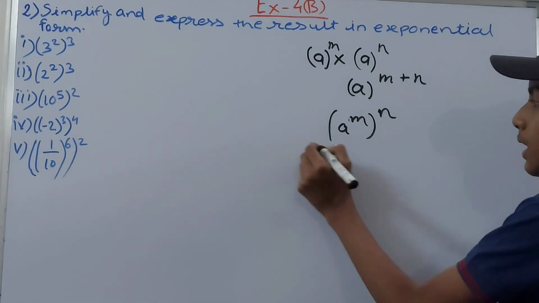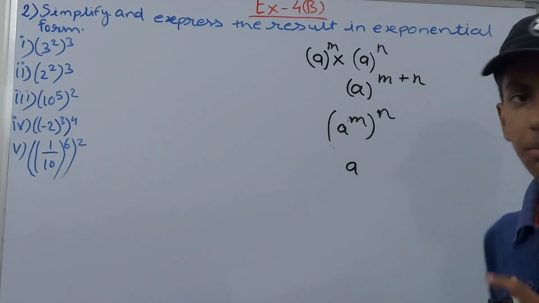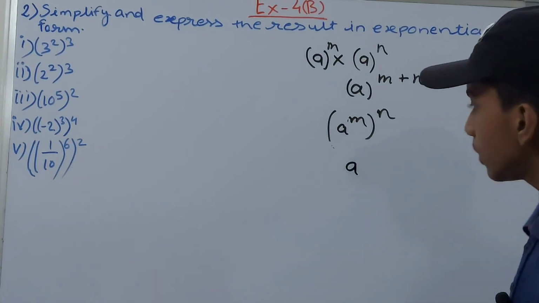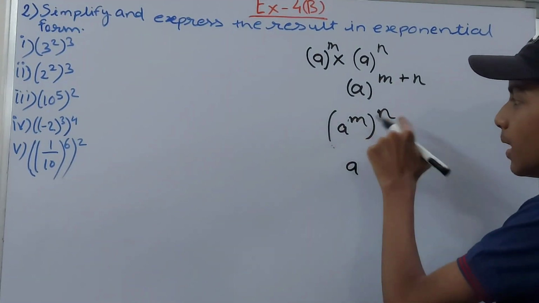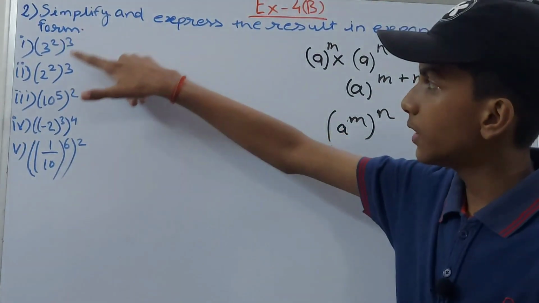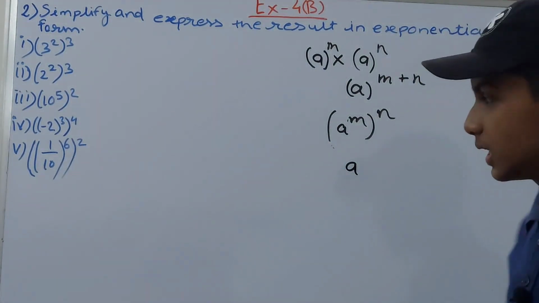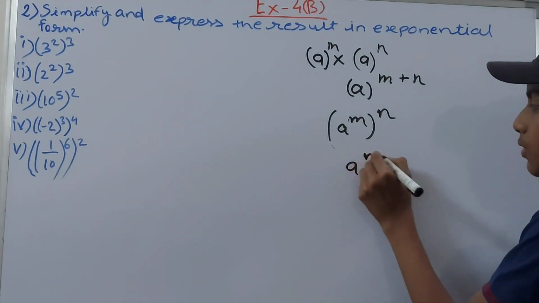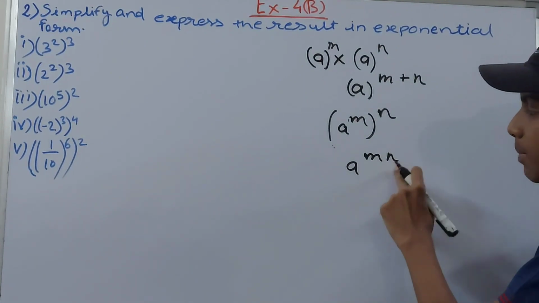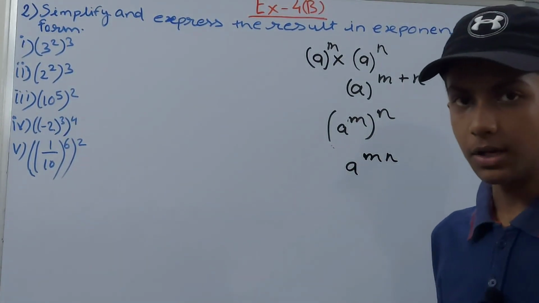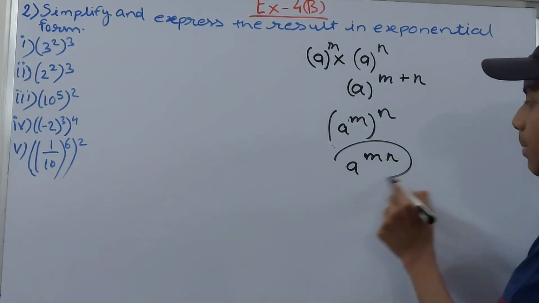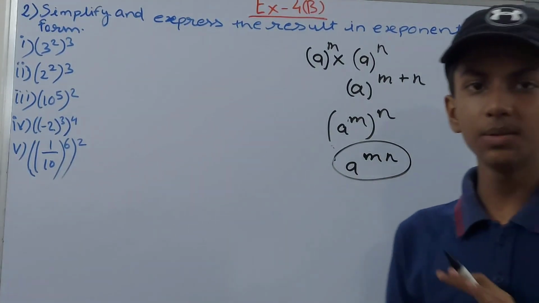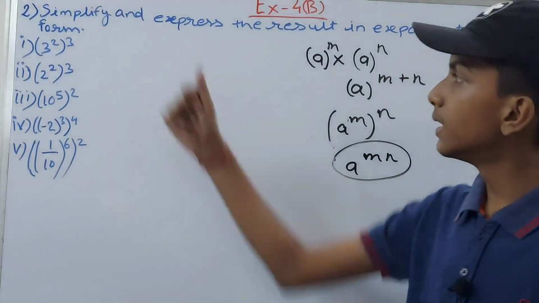So what we will do is, we will write a, our base, as it is, and these two powers m and n, you can see 2 and 3, 5 and 2, these will be multiplied. So a to the power mn, right? So mn means m into n. So a to the power mn.